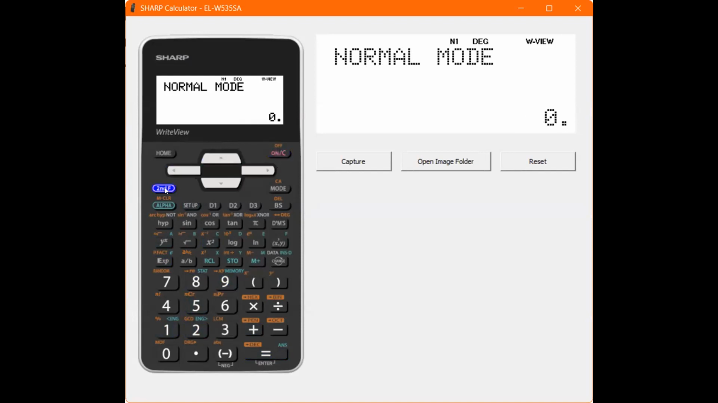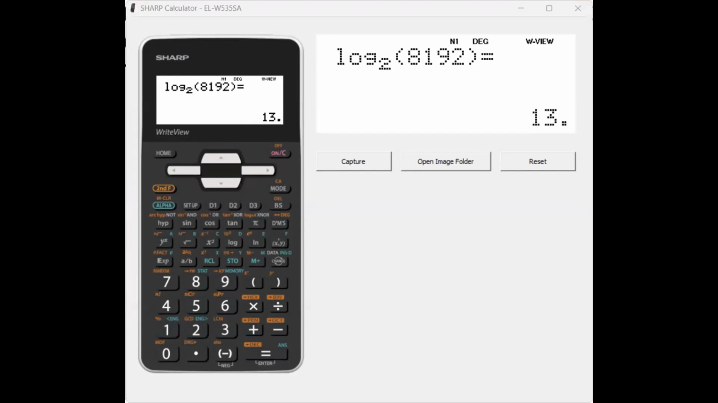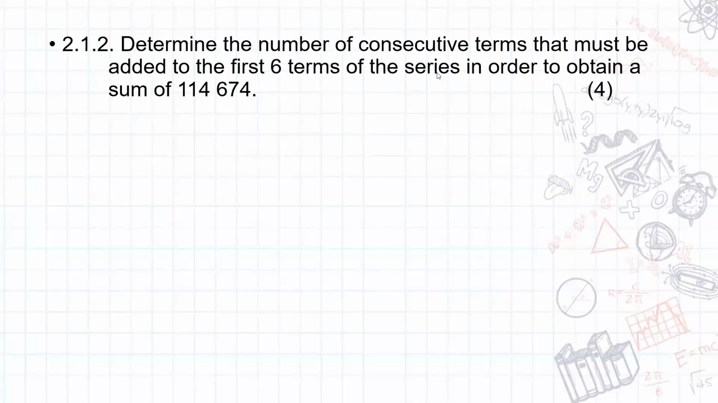The other alternative way to do it is to say second function log. Our base is 2, our answer is 8192, and that will give us an n value of 13. So both ways are correct. Now the question actually asks us, determine the number of consecutive terms that must be added to the first 6 terms of the series in order to obtain a sum. So we got a total of 13 terms for the entire series. So what we're then going to do is say 13 minus 6 is 7. So our final answer is actually 7.